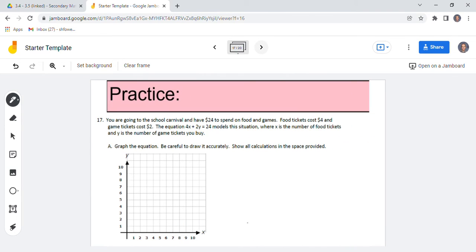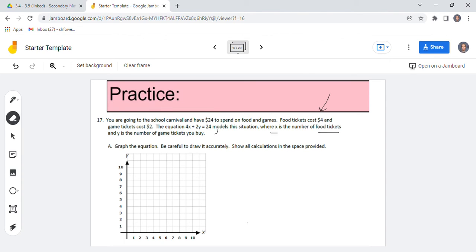All right, just a few questions left here. So this story problem right here says you're going to the school carnival. You have $24 to spend on food and games. We can buy food tickets for $4 each. We can buy game tickets for $2 each. This equation shows us how we can use those tickets to come up with the $24 and use it up. X is the number of food tickets and Y is the number of game tickets, and so the graph is going to show us our possible combinations of food and game tickets.